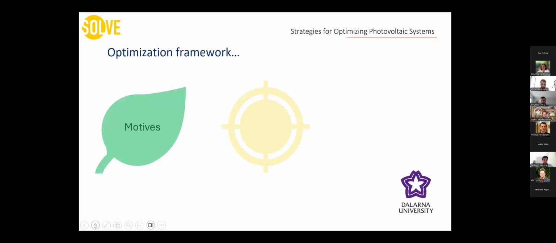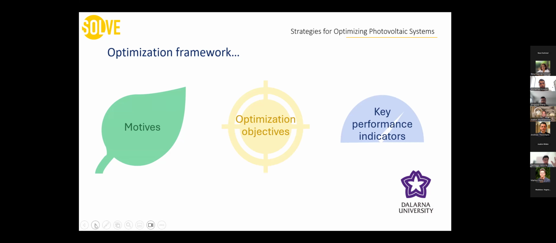And since I am doing optimization, I will need to define optimization objectives as part of my optimization functions. And finally, I will have to pick key performance indicators to assess the performance of the systems that I will optimize.